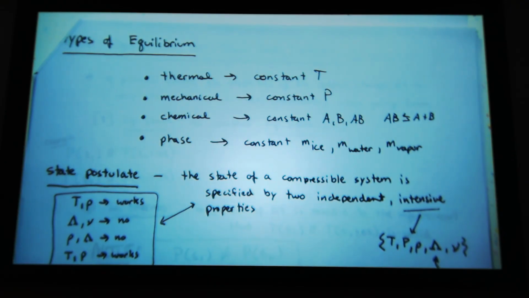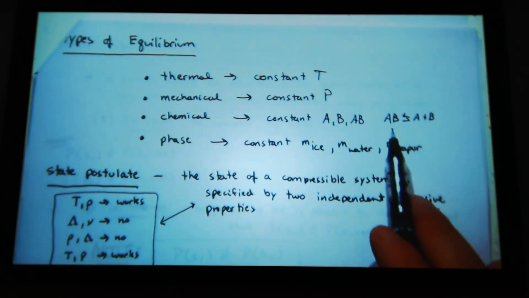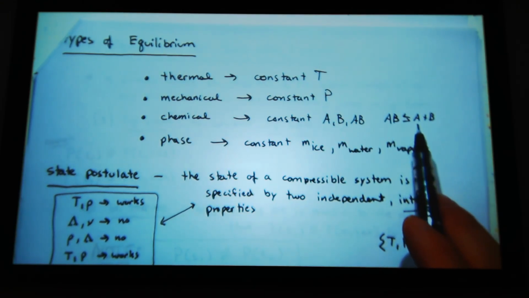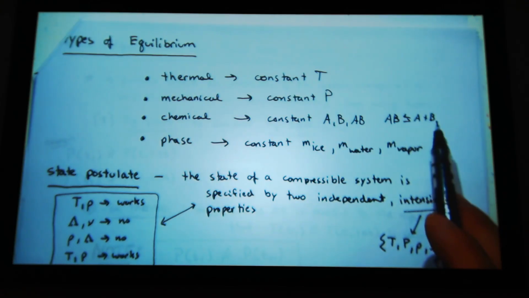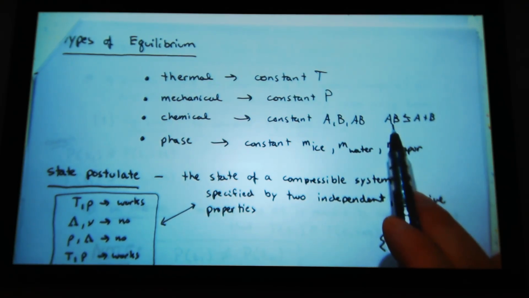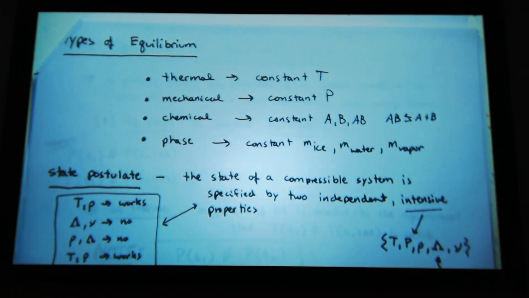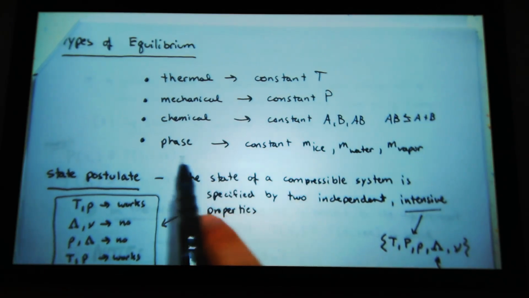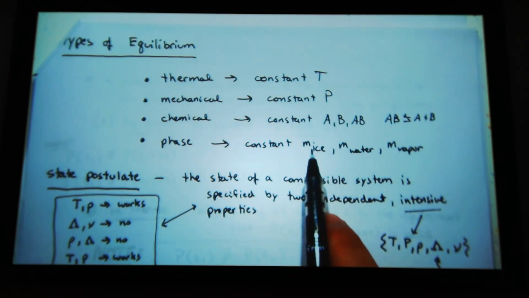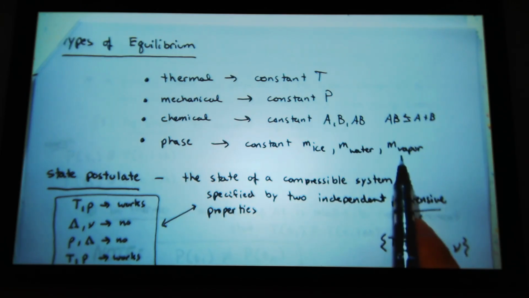So if there's chemical equilibrium, I no longer have reactions taking place, so the total amount of species A is constant in time. The total amount of species B is constant in time. The total amount of product species AB is not changing in time. Phase equilibrium, I have constant. So if I take something at the triple point where I can have mass, water, and vapor all exist at the same time. If I'm at phase equilibrium, I'm going to have a constant mass of ice, constant mass of water, constant mass of vapor.